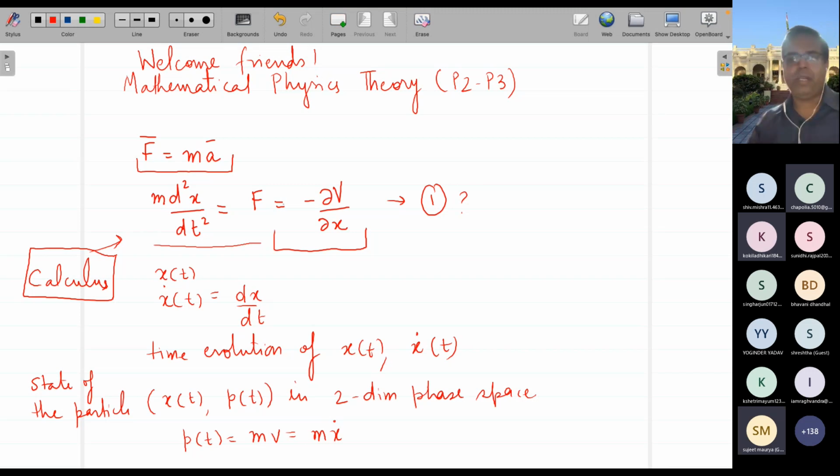So state is completely defined by characterizing only two, x and p. If it is about a two-dimensional particle, of course, x, y, px, py. If it is about the three-dimensional particle, it is x, y, z, px, py, pz. So state of the particle in one dimension is completely defined by these two quantities, x(t) and p(t). And the time evolution of that is given by this famous equation.